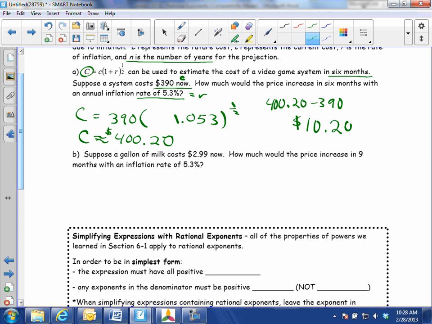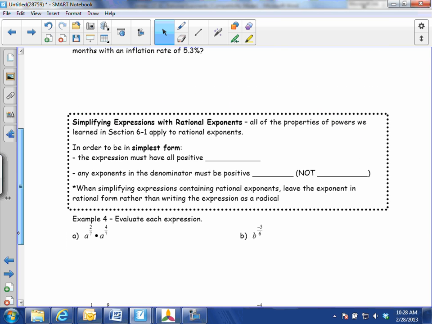$10.20. Yep, that's how much it's going to increase by. All right, you guys understand how to use this formula? Okay, do you want to go on? No. I mean, do you want to? No, I don't want to go on. Okay. We're going to go.